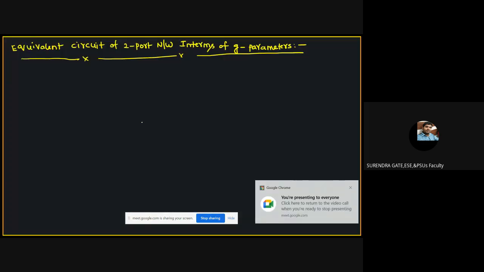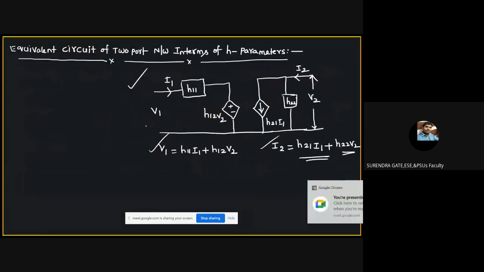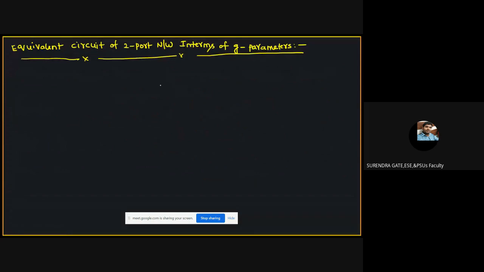Yes, friends, exactly the reverse of this circuit, because this is the H parameters. Then we can reverse this combination. Then we can get the G parameters because it's the inverse. Then what equivalent circuit can we get?